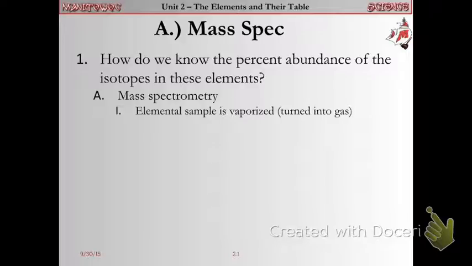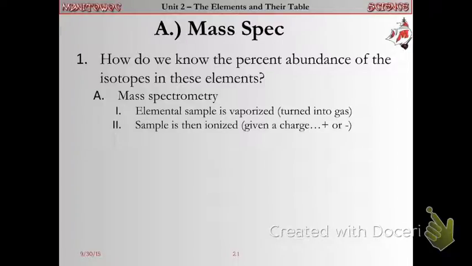And so this is how it works. You take an element and you vaporize it. All that means is that you turn it into a gas. So you get it super hot and you turn it into a gas. And then the machine itself is going to ionize the sample. What that means is it's going to give the sample either a positive or a negative charge. And to do this, it's either going to add or remove electrons from the sample.